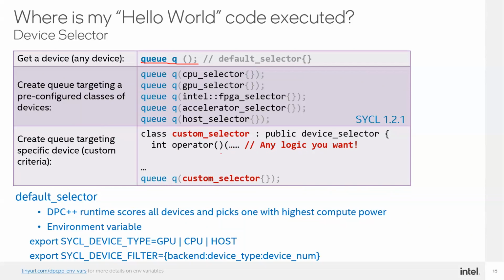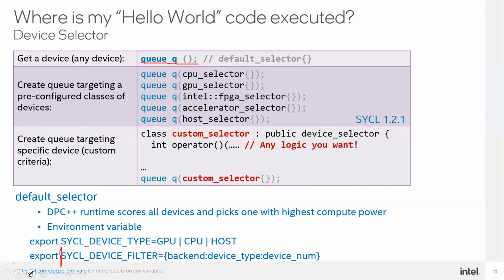Or you can control it at runtime. So if you use the default selector, or even if you use the GPU selector, but you have different GPUs available in your system, right? What you can do is use the environment variable called SYCL device filter, which is a powerful way to filter the devices available on your system, the devices visible at the SYCL runtime level.